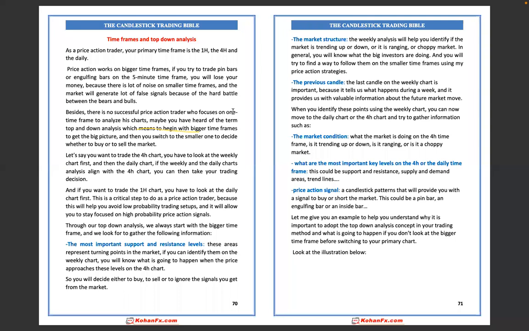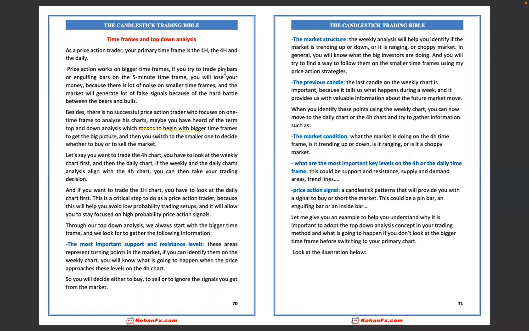Time frames and top-down analysis. Let me read something about this and then we go to the chart. As a price action trader, your primary time frames are the 1 hour time frame, 4 hour time frame, and the daily time frame. Okay, price action works on bigger time frames.